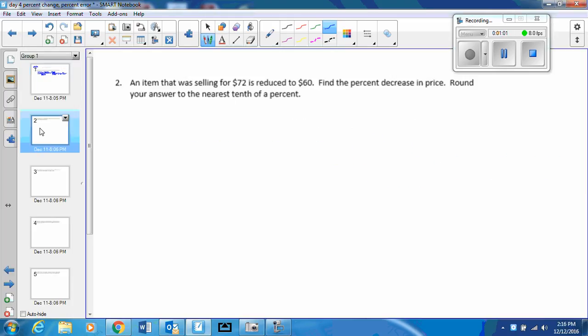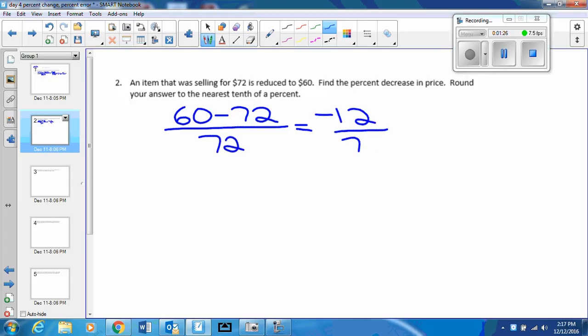Question 2, an item that is selling for $72 is reduced to $60. Find the percent decrease in price. Round your answer to the nearest tenth of a percent. So I'm taking the new price, subtract the original from it, and divide it by the original. So it's going to be negative because it's a decrease in the price. So when I subtract, I get negative 12 divided by 72.